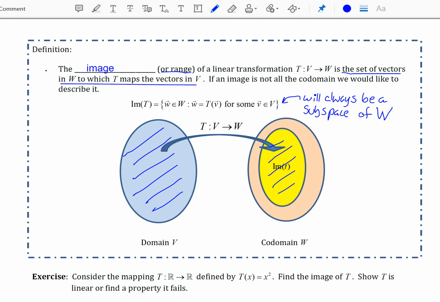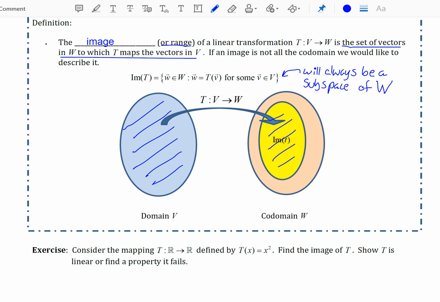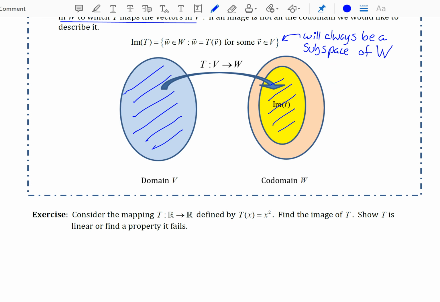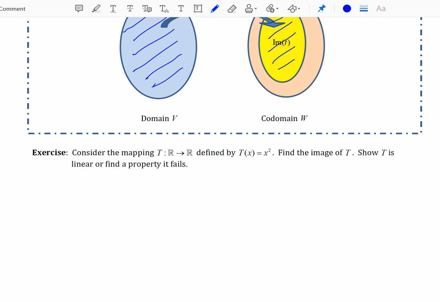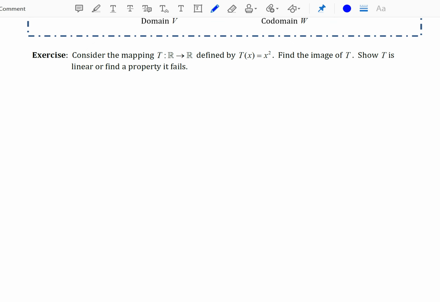Let's look at a simple example from college algebra that we'll recognize before we move on to new examples that we haven't seen before. Consider the mapping T, mapping real numbers onto real numbers, defined by the transformation T of x is equal to x squared. We want to find the image of T and then show T is linear or find a property that it fails.